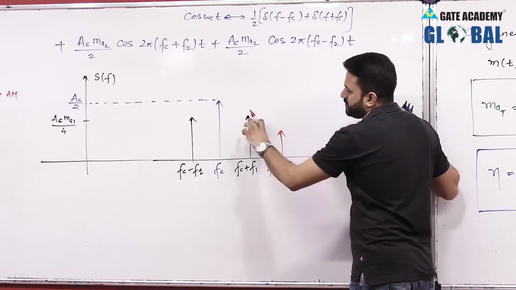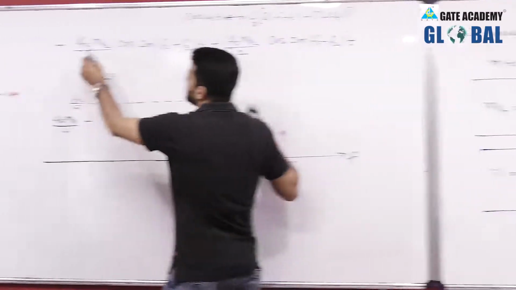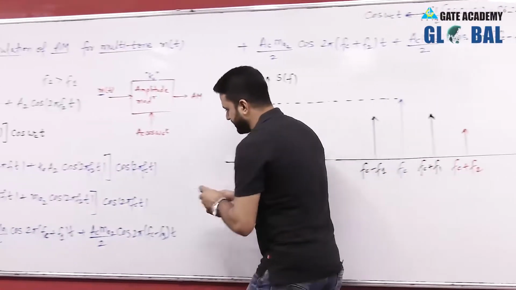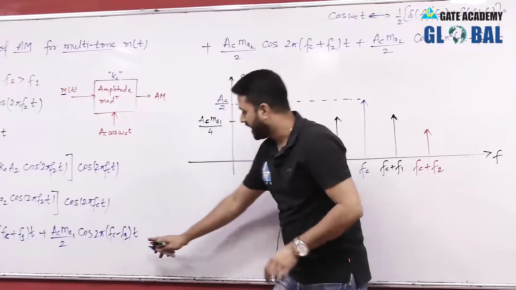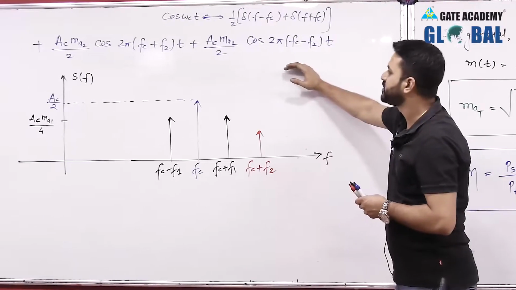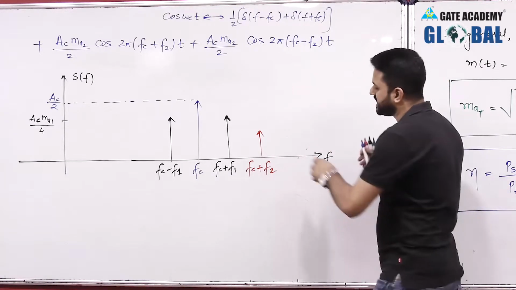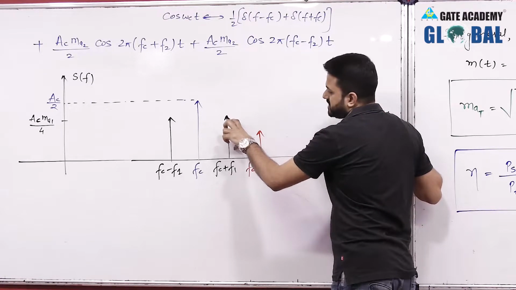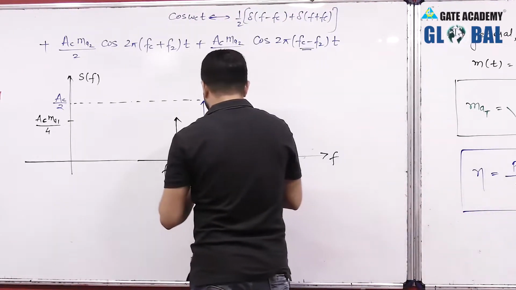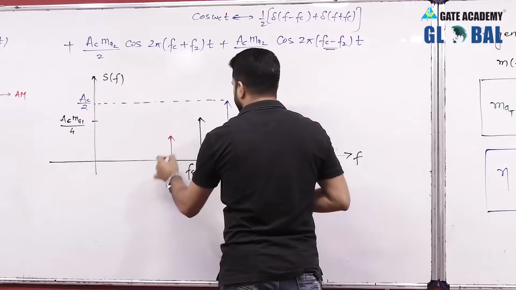This height can be more than this amplitude, but it depends on the value of the modulation index, because Ac by 2 is common in both terms. Here it will be Ma1, and here it is Ma2. Ma2 and Ma1 will be different, and the Ma2 value can be greater than Ma1, but here I am considering Ma2 to be less than Ma1, so the amplitude is less compared to this. So this is fc plus f2, and because of this term we get fc minus f2. The same frequency which we have added, we have to subtract, and we get fc minus f2.